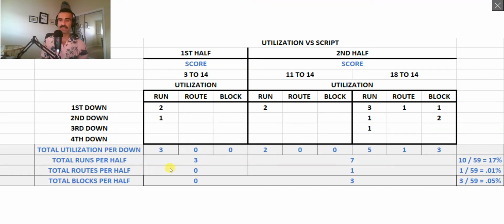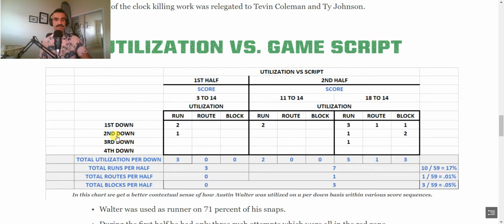And going forward, I operationally define blocks as either straight up pass blocking, or while he's being used in the RPO where they don't option to go with a run, where the quarterback keeps it. The running back is just kind of running away, and he's either picking up a block or distracting the defense. So I identify that as a block as well.